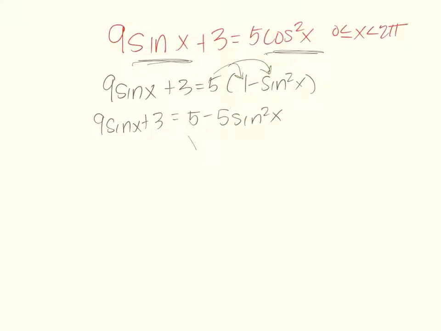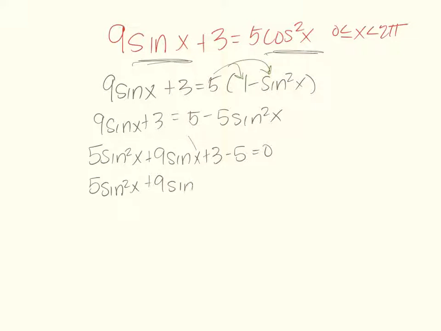I can add 5 sine squared x to both sides. So I get 5 sine squared x plus 9 sine x plus 3 minus 5 is equal to 0. If I've combined like terms, the result is this. Now, I can factor this just as we did before. In fact, it factors into sine x plus 2 times 5 sine x minus 1 is equal to 0.